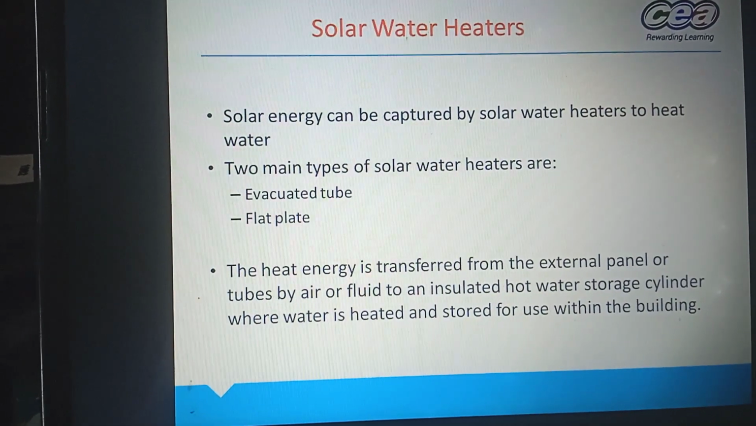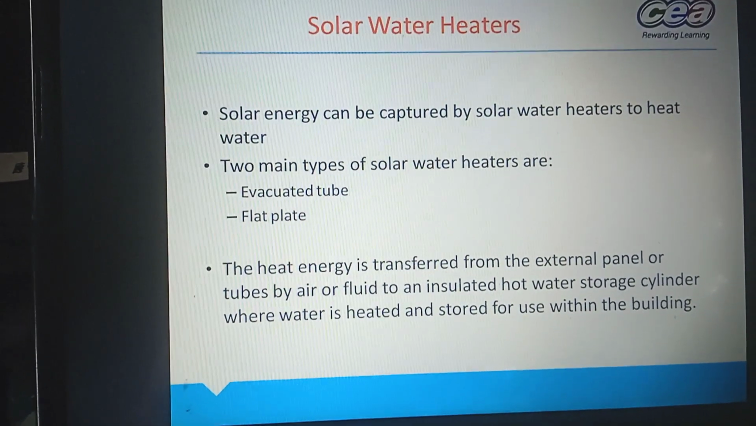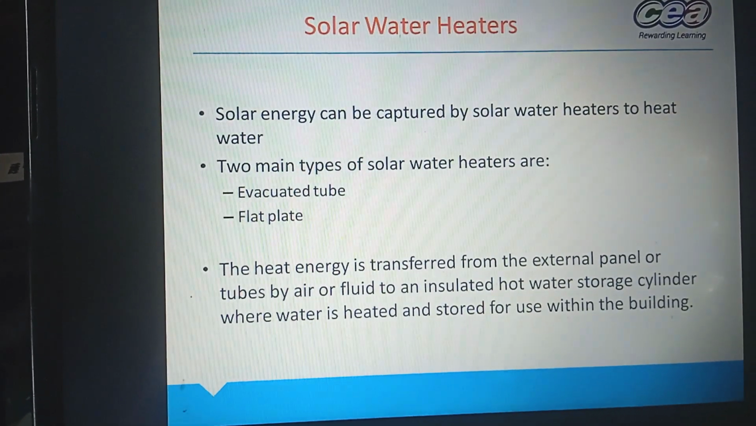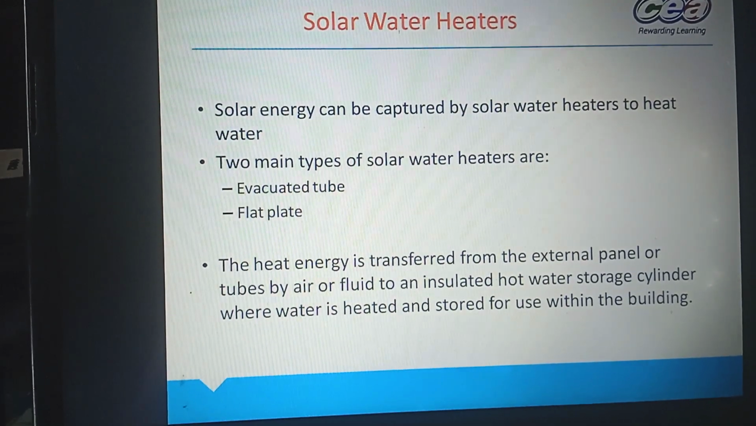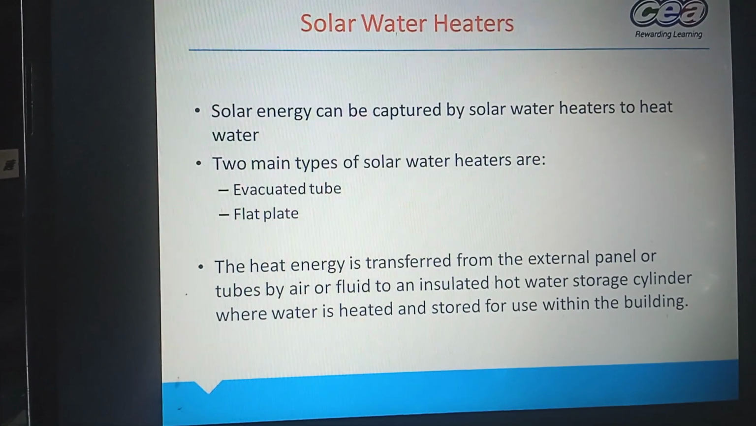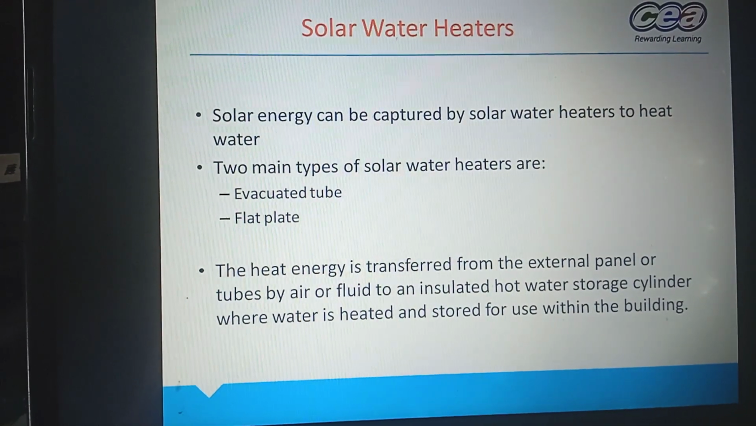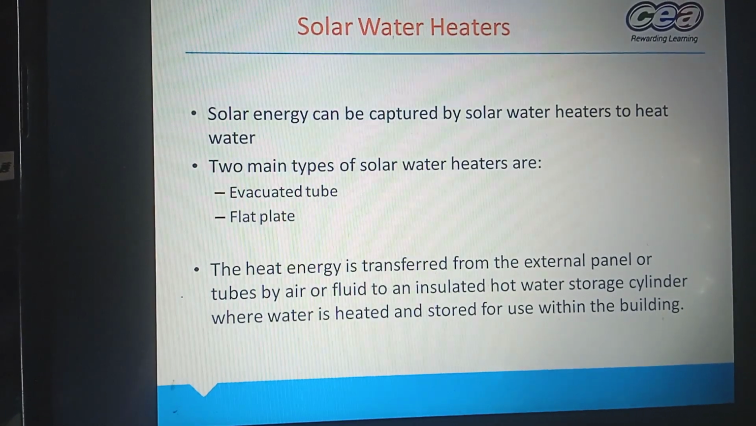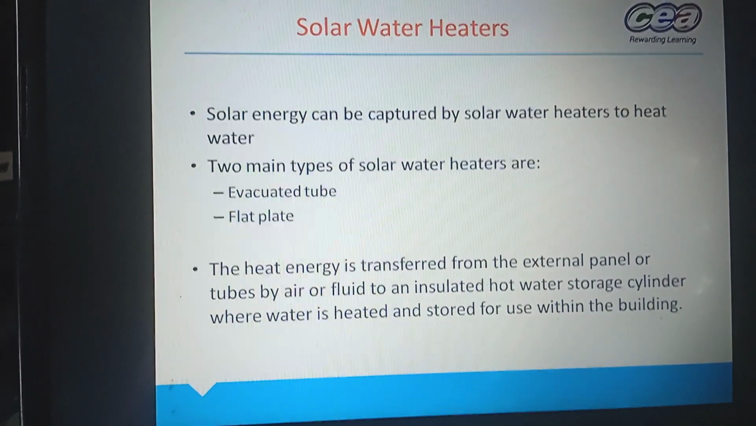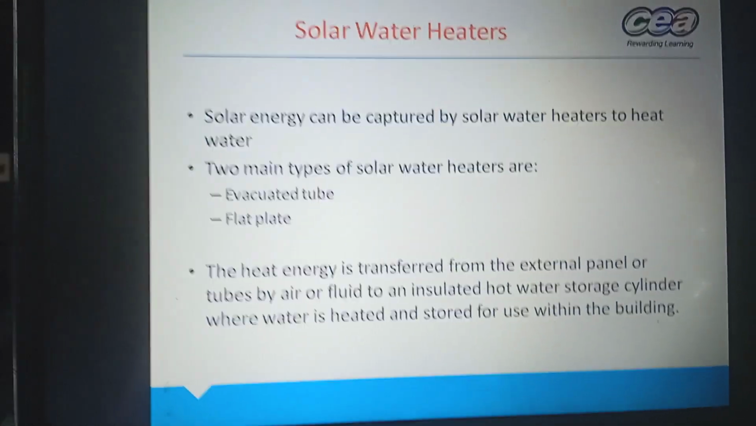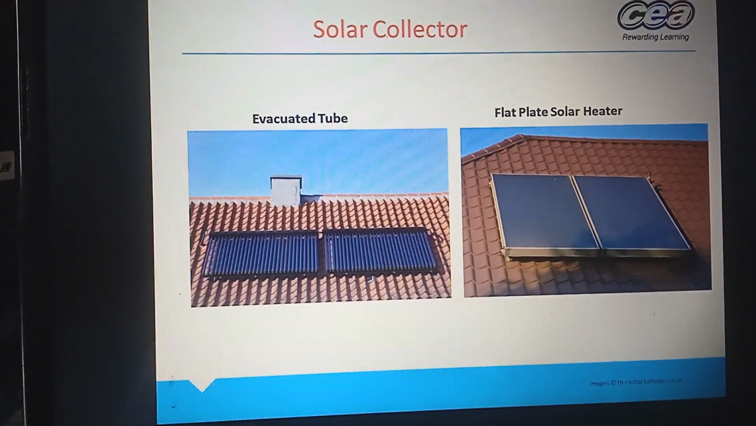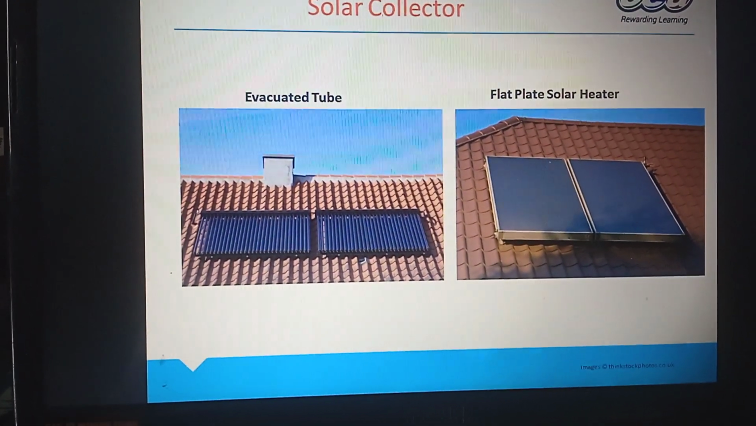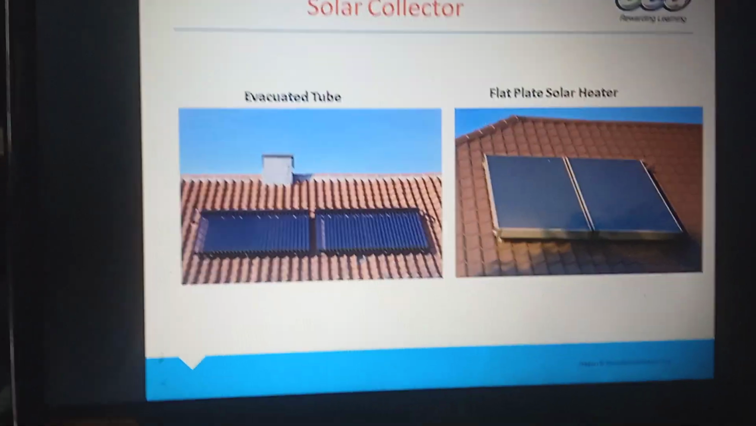Next one, solar water heater. Solar energy can be captured by solar heaters to heat water. Two main types of solar water heaters are evacuated tube and flat plate. The heat energy is transferred from the external panel or tubes by air or fluid to an insulated hot water storage cylinder, where water is heated and stored for use within the building. The picture of evacuated tube and flat plate solar heaters. These are seen in our homes as solar water heaters.